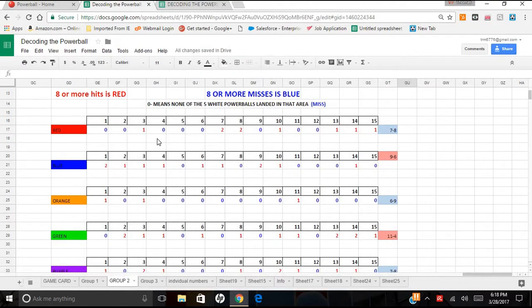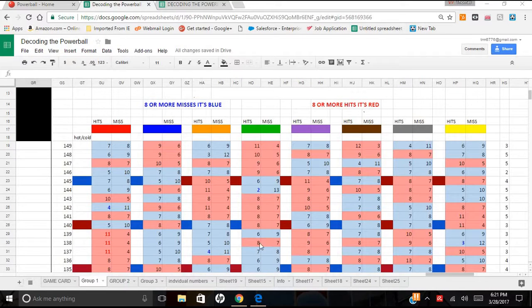So what does that mean? That means none of the 5 winning Powerball numbers are going to land in that area. So I'm going to be looking over the red areas to eliminate off of the game card. How this works is I'm looking at this red section, and I think there's going to be another blue up here, which means, again, there's going to be lots of zeros.